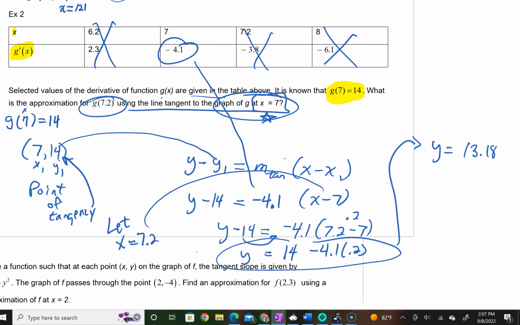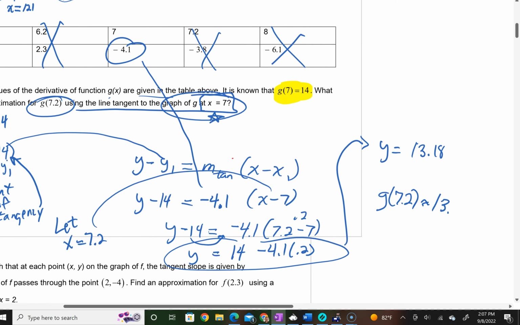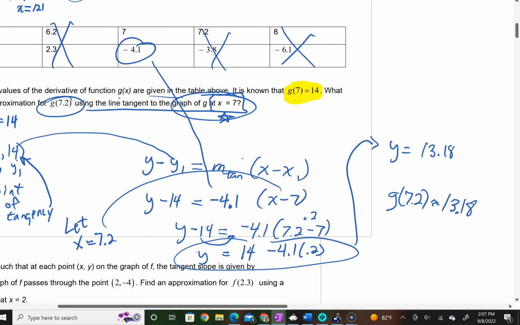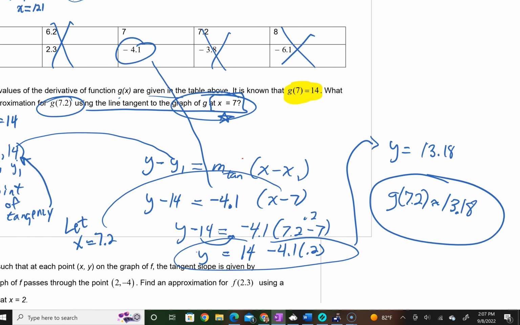But what are you really finding? Look, I don't know what my function is. I don't have an equation where I can just plug it in, like a square root issue. Like, hey, plug 7.2 into the square root. Well, no, we don't know what the function is. But, wow, here we are moving forward. We're saying, look, even not knowing the formula for the function, I would expect that g of 7.2 is close to 13.18.